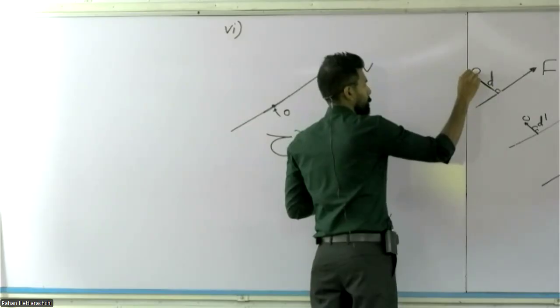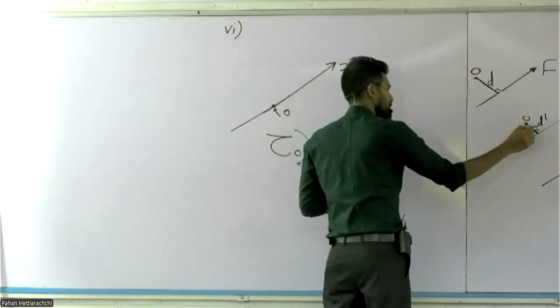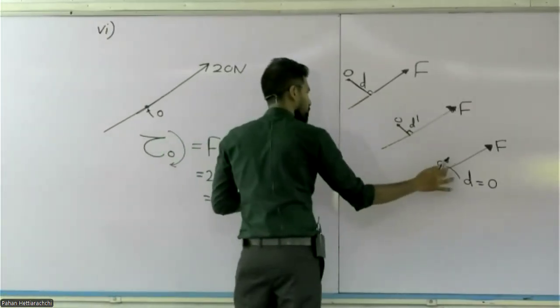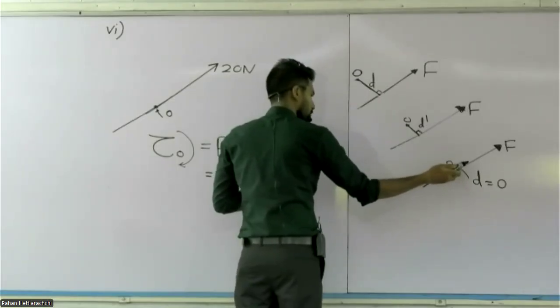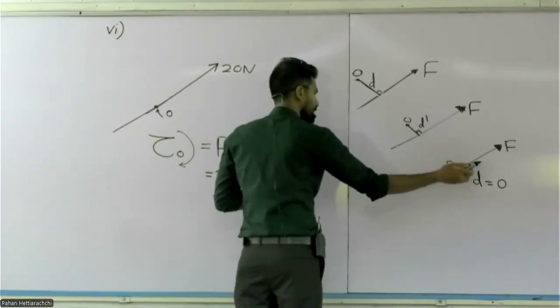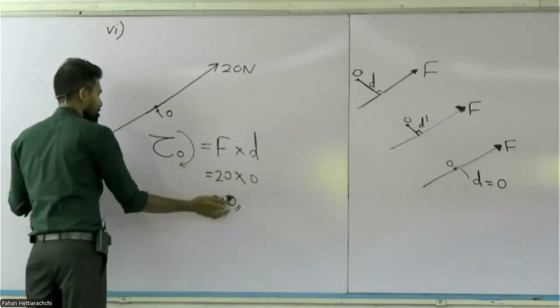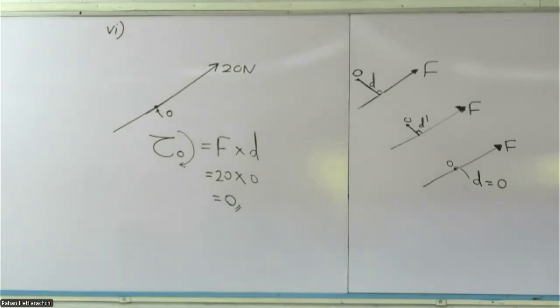Here, if the point O is somewhere here, this is the perpendicular distance. If I bring it closer, the perpendicular distance will reduce. If I bring the point O, or the point where I consider the moment, to somewhere on the force, D will become 0. A D value of 0 will make the moment 0. Okay, go to the seventh part.